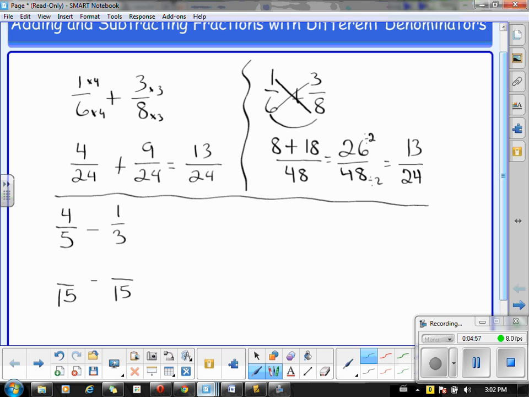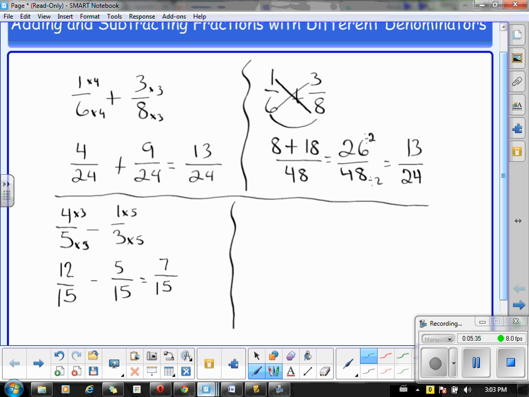Now we look at our numerators. To get from 5 to 15, we multiplied 5 by 3. So we have to multiply 4 by the same thing. 4 threes are 12. To go from 3 to 15, we multiplied 3 by 5. 1 times 5 is 5. Now, since we have a common denominator, we can subtract. 12 take away 5 is 7. Our denominator stays 15. It's a proper fraction. It's in lowest terms, so the answer is 7/15.